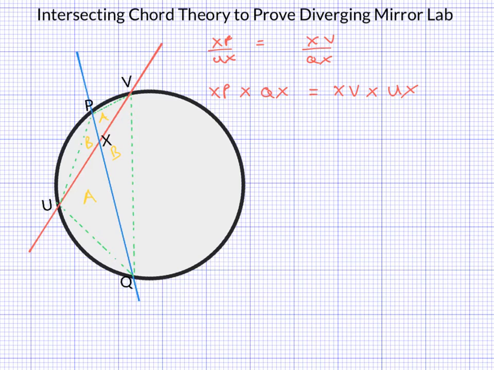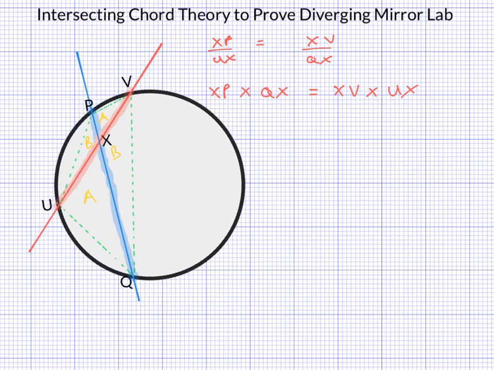So what does it mean? It means, let's take a look, that this XP, which is from here, oops, wrong way. It's from here, let's use blue actually. It's from X to P, this length here, multiplied by QX, which is this length here, is equal to XV, which is this length here, multiplied by UX, which is this length here.